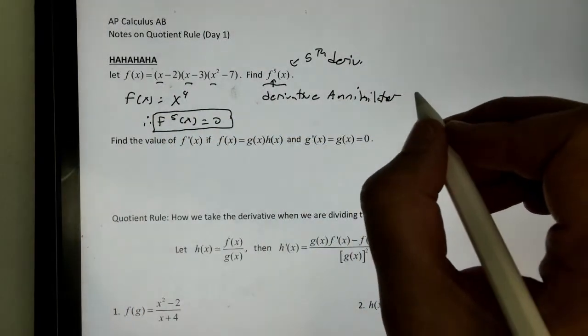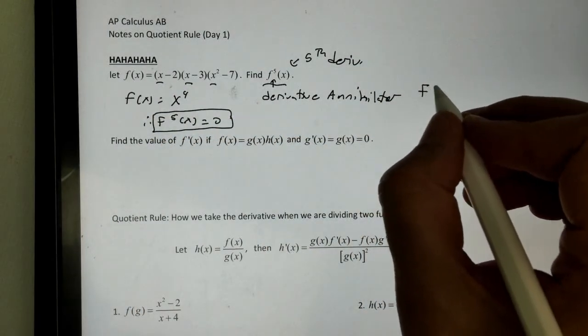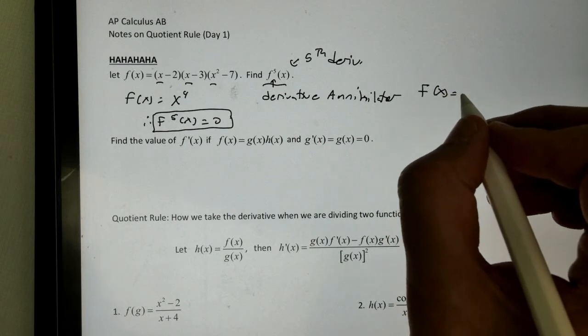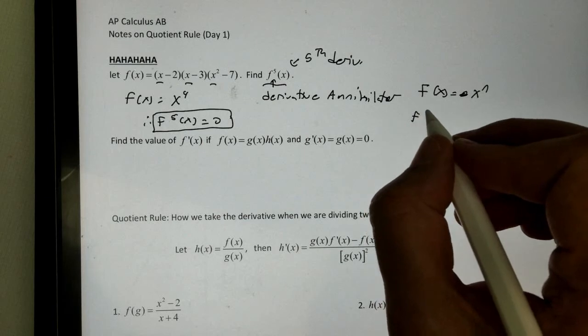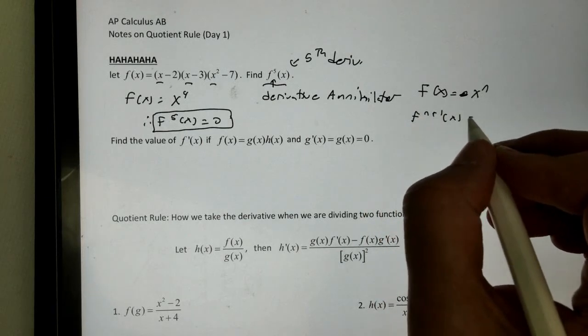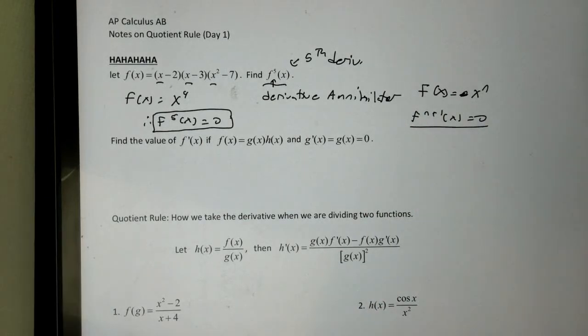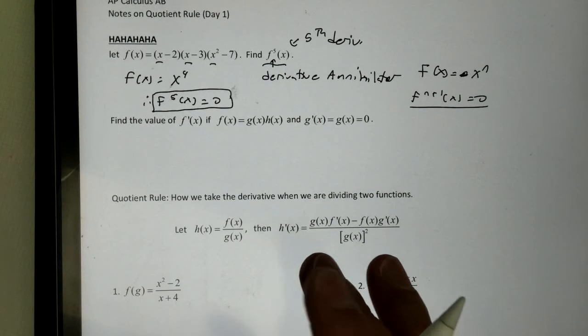We talked about this the other day, where we said if f of x is an nth degree polynomial, then the (n plus 1)th derivative would just be 0. That's the definition of a derivative annihilator. All right, so let's take a look here really quickly.